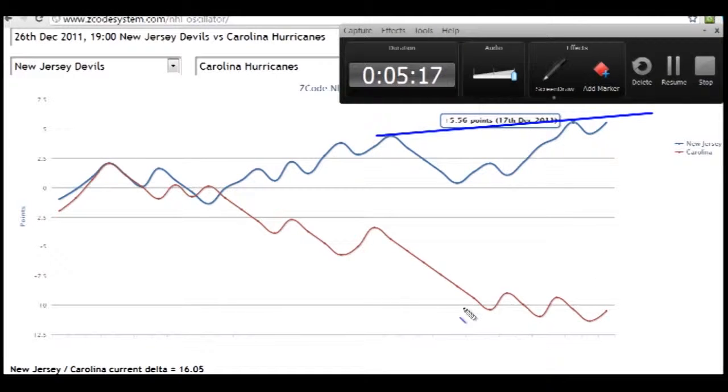As you can see, the difference between the teams is so huge, it's a clear sign that New Jersey is going to win here.